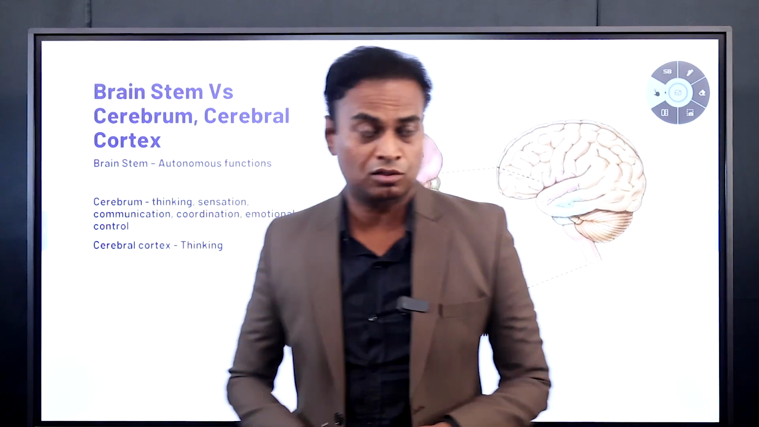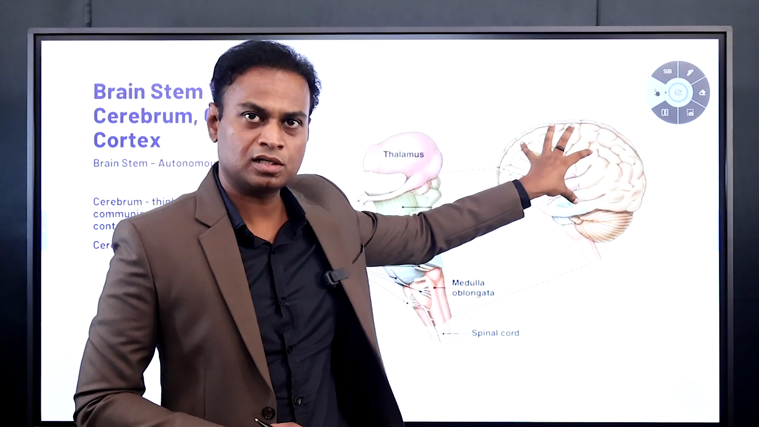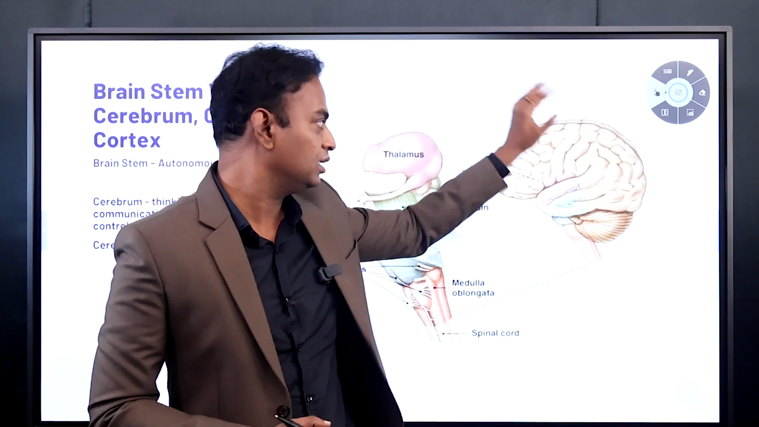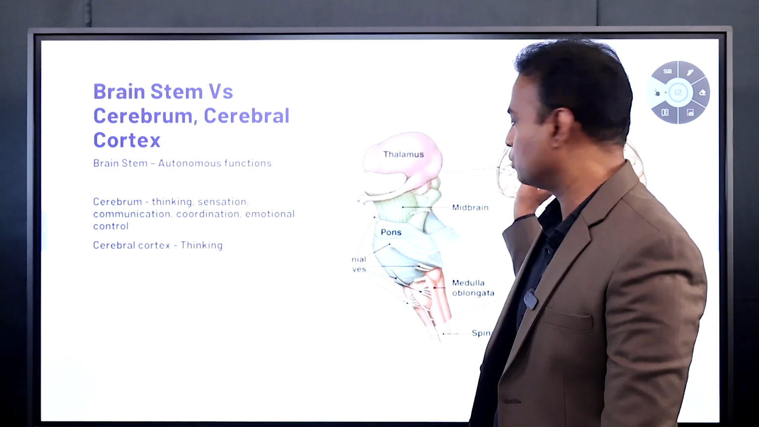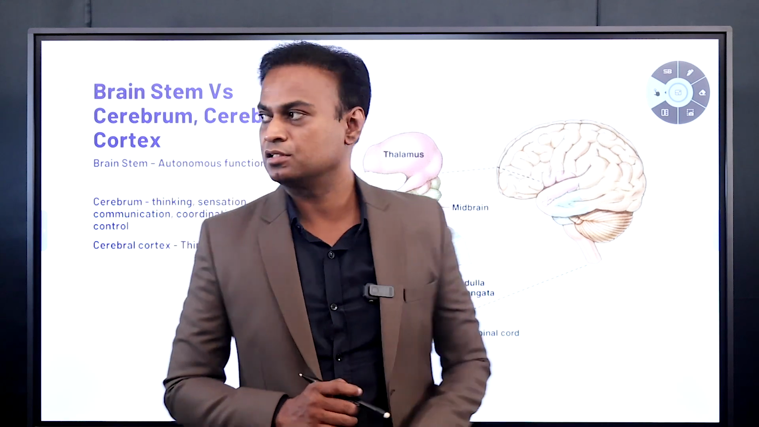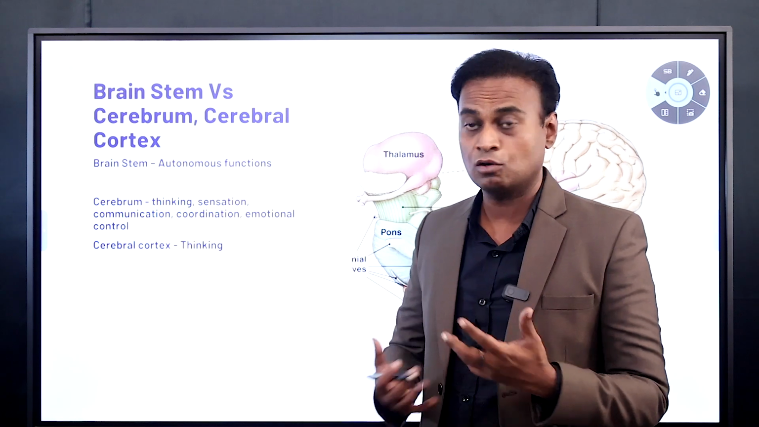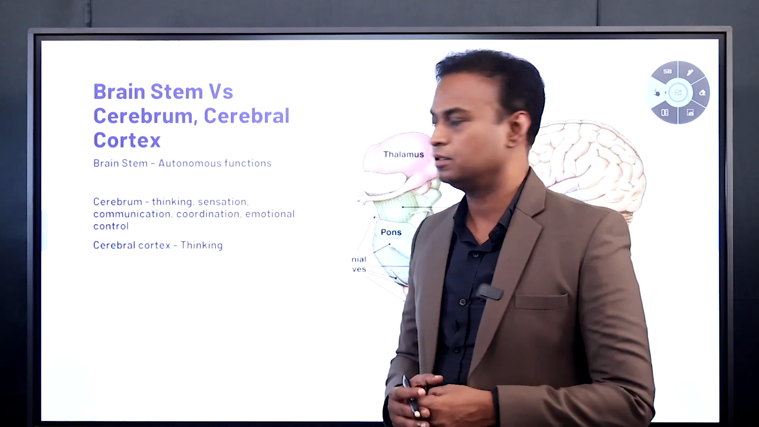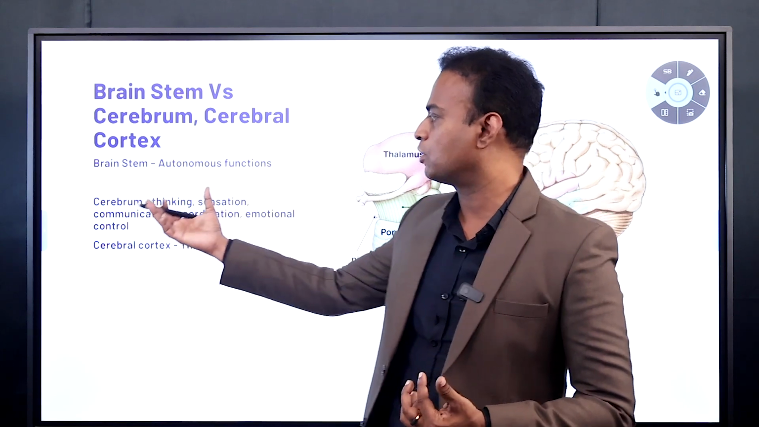And coming to the cerebral cortex, this part is the cerebrum, okay, this whole yellow part is the cerebrum. The outer part of this is known as the cerebral cortex, and the entire thing is known as the cerebrum. What are the functions of the cerebral cortex, especially the outer part? The main function of the cerebrum is thinking, sensation, how we receive and process sensation, how we communicate, coordinate, and emotional control. Okay, how do we control emotions? That is a part of the cerebrum.